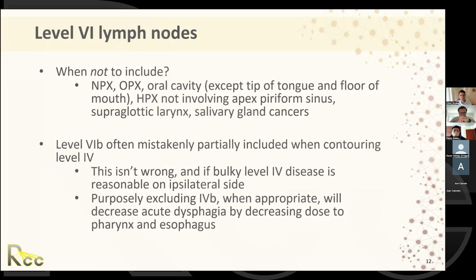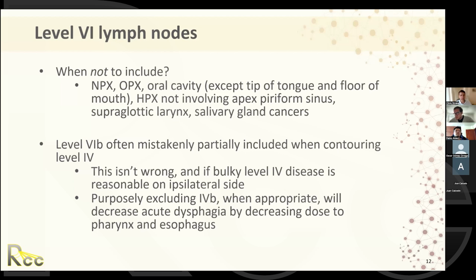And then the vast majority of hypopharynx cases do involve the piriform sinus. But if you're confident that the apex of the piriform sinus is not involved in a hypopharynx case, and there's not a lot of lymph nodes, which would be a rare hypopharynx case, then it's reasonable to exclude them as well. So level 6B can almost blend in. If you draw your level 4 contours a bit more generously medially, then it can end up including part or most of level 6B.